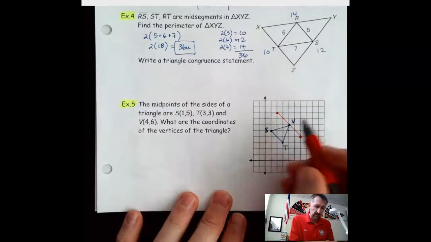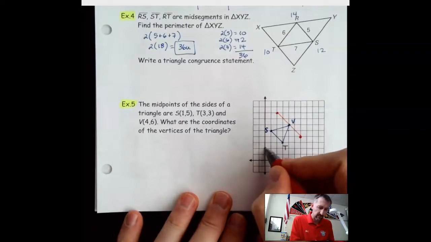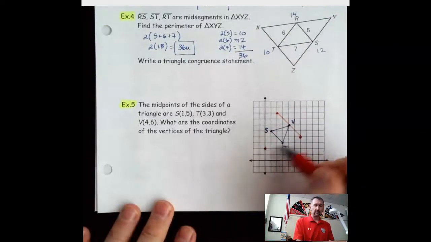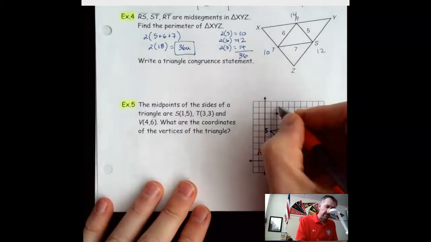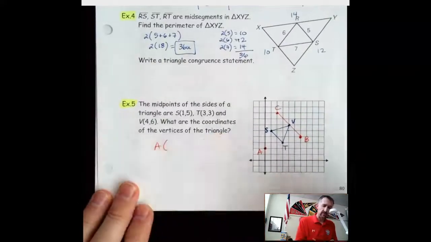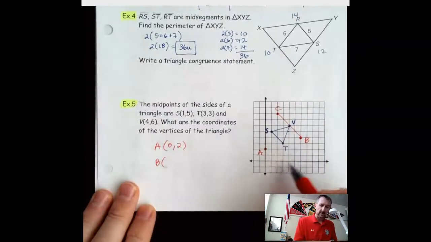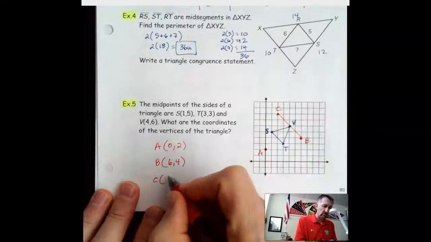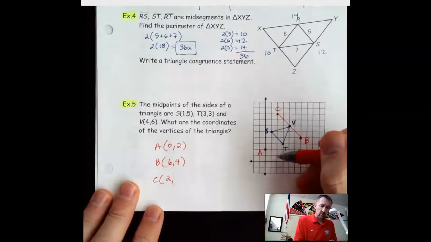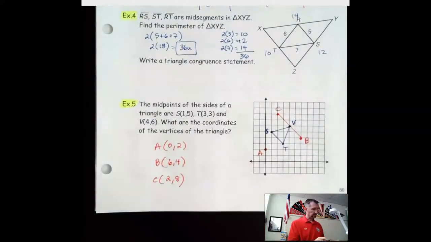Now here we could do the same thing. So we can see this goes down 1 to the left 3, down 1 to the left 3, and there will be our third point right there. We could connect those if we want to. So I'm going to call this A, B, C, just to give them names. So A is going to be 0, 2, and B is going to be 1, 2, 3, 4, 5, 6, 4, and C is going to be 2, 1, 2, 3, 4, 5, 6, 7, 8. Okay.